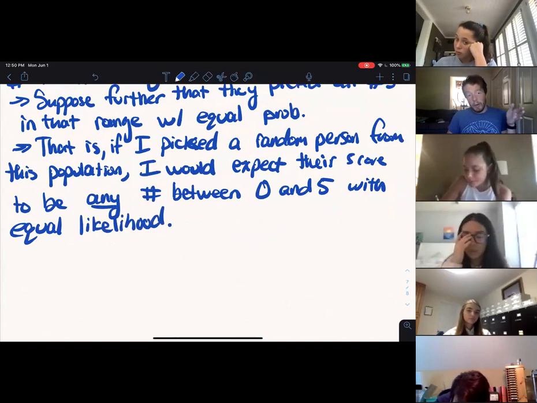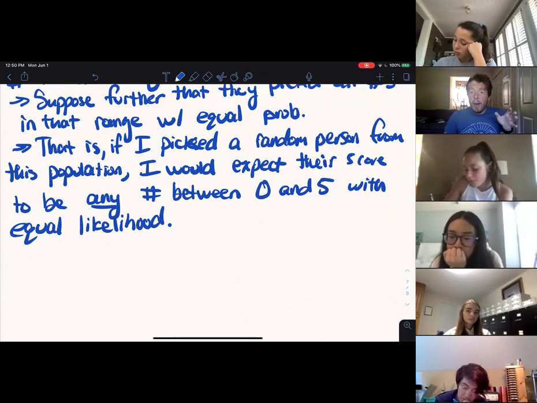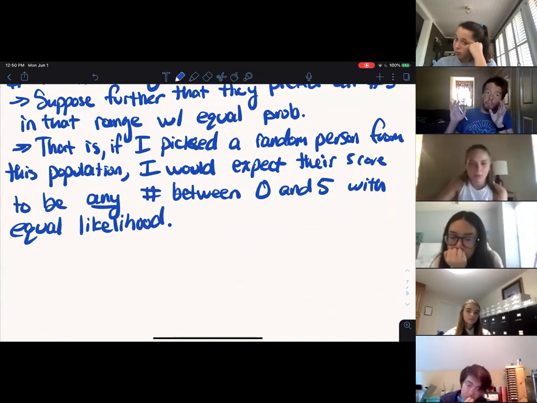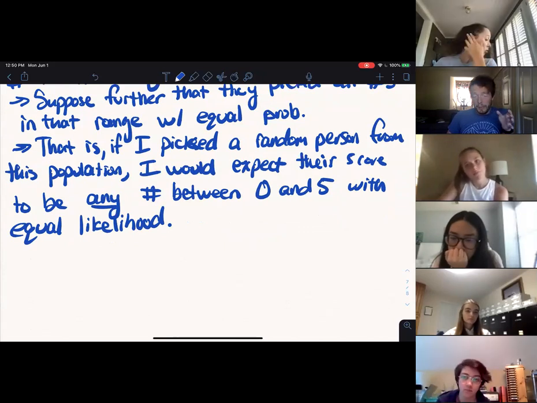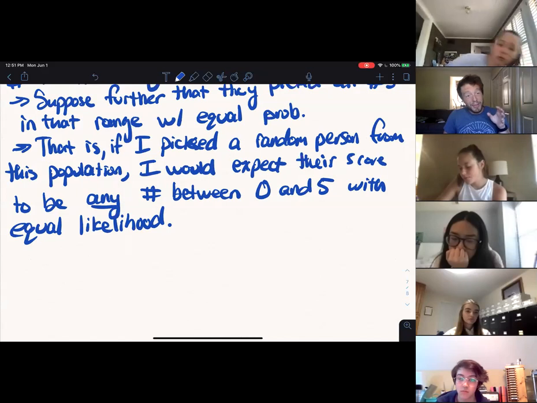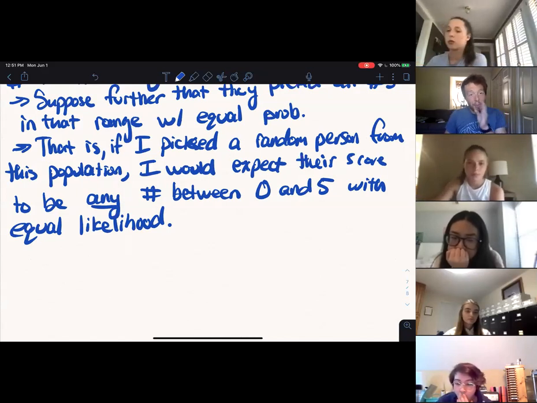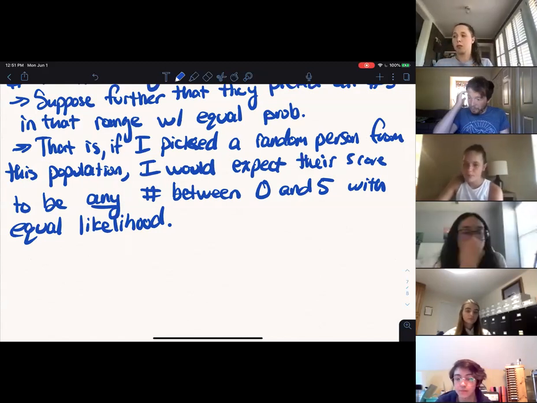So the probability that I observe 2 is just as likely as me observing 2.5, it's just as likely as me observing 3.7, right? All of these numbers show up with equal probability, but the thing that's really sticky is that there are an infinite amount of numbers between 0 and 5, right? So there's not really a meaningful way for me to assign a probability to each individual number because there are way too many for me to do that.